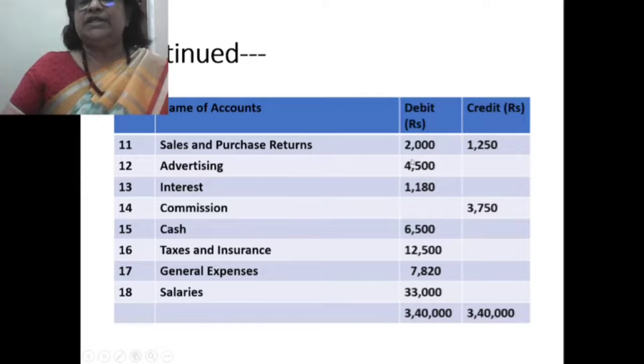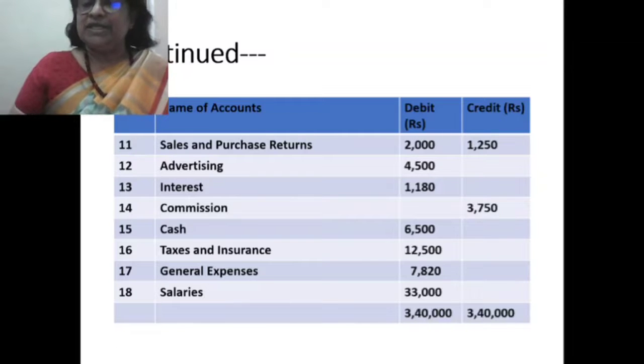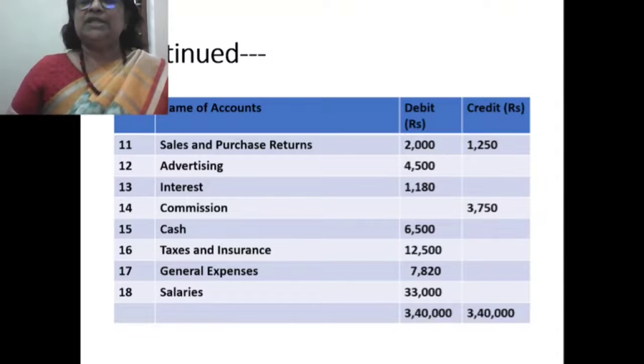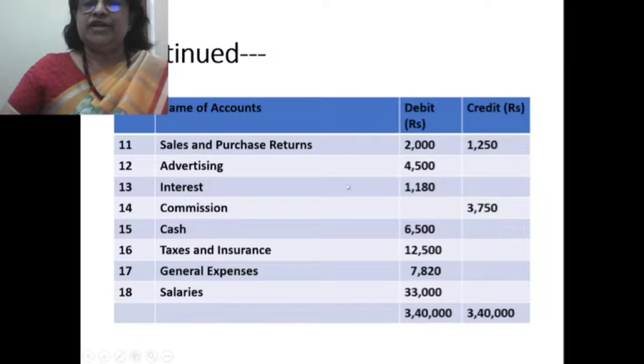Sales and purchase returns. So sales returns will be debit because sales is a credit balance. When you're returning, you have to reverse the entry. That means sales returns will be 2,000. It will be debit balance. Similarly, purchases is a debit balance. So when you want to return it, it will be a credit balance. So purchase returns 1,250. Advertising 4,500.